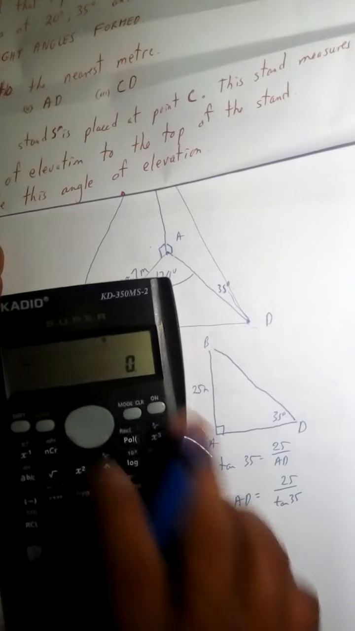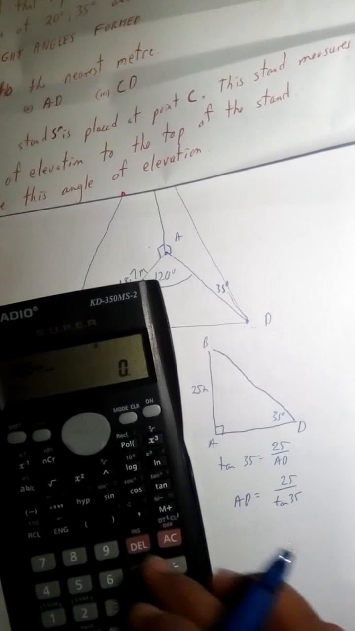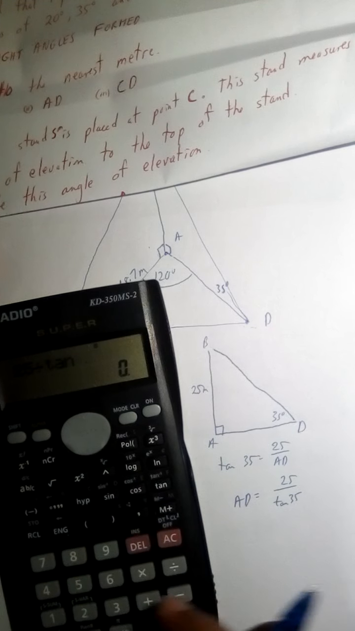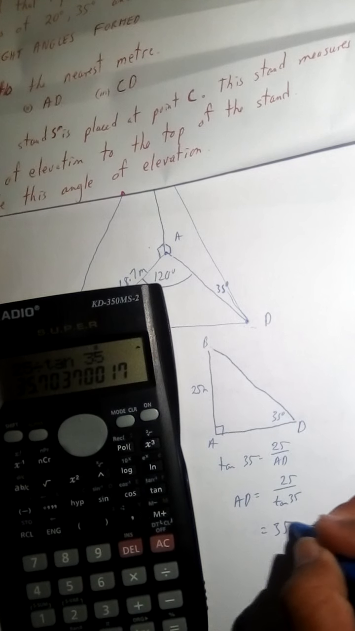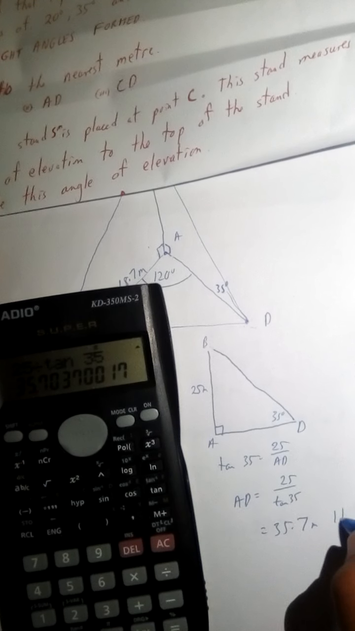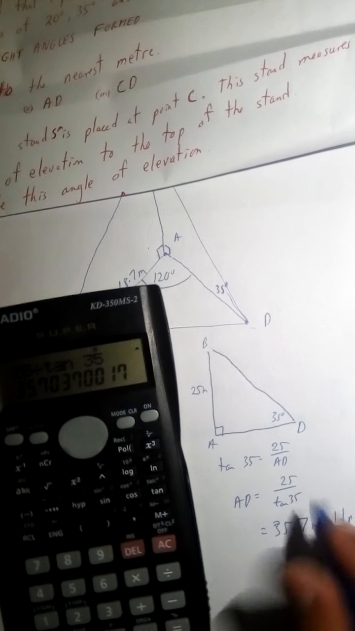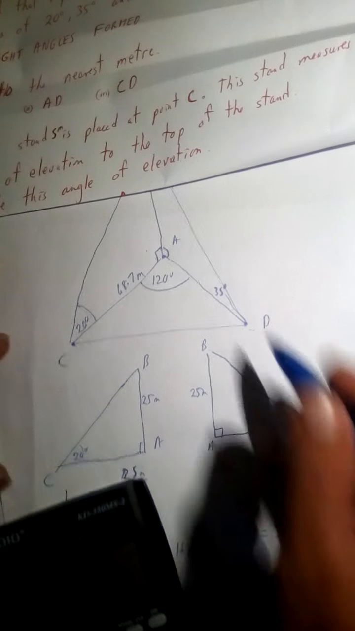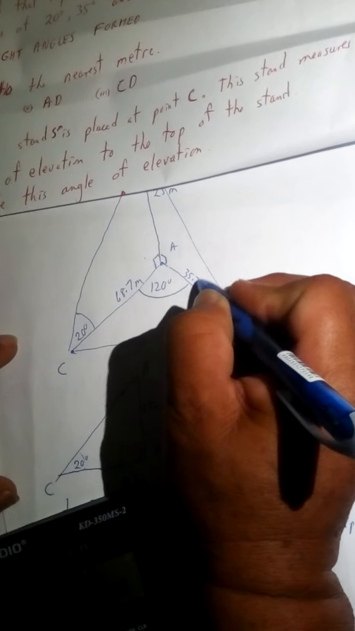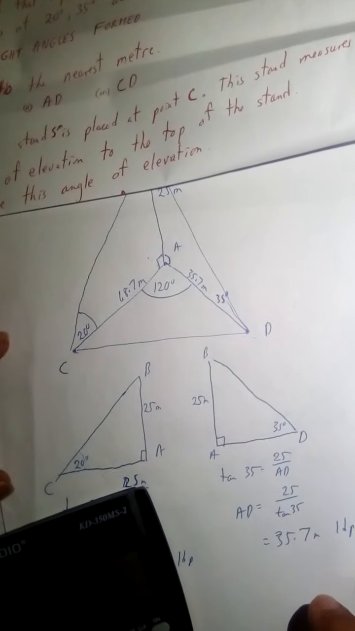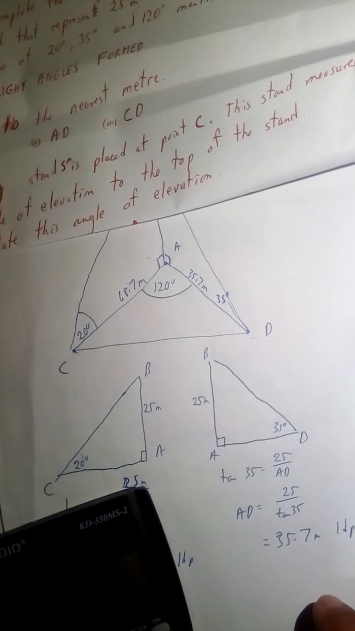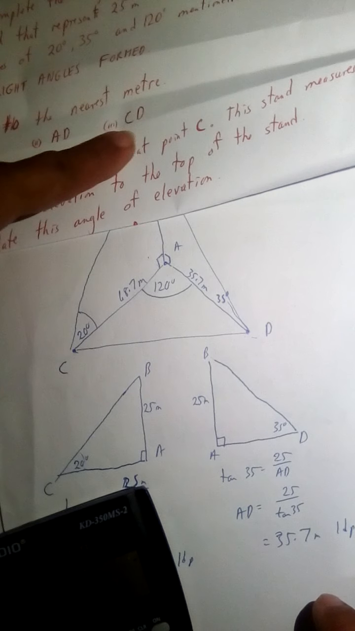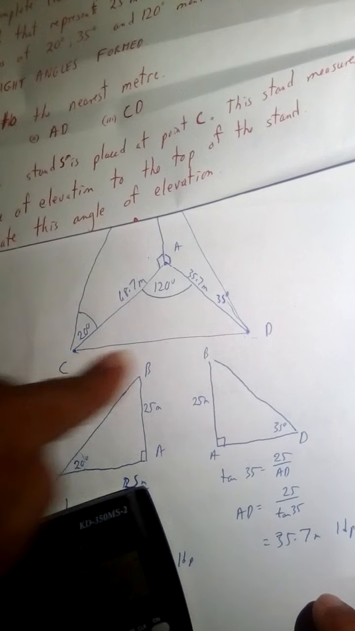You're going to take your calculator again. You're going to substitute 25 divided by tan 35, and that gives us our value of 35.7 meters, 1 dp. Because we are working with whole numbers, so we put here 35.7 meters. So we have solved for CA, we have solved for AD. We're now going to solve for CD.